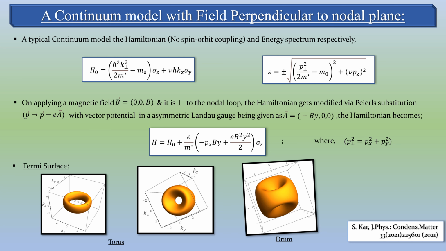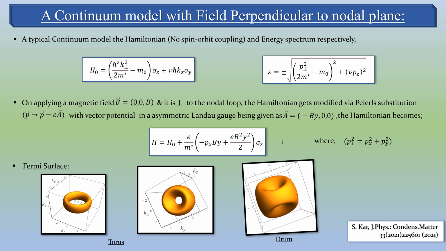If there is no gap, then we have the locus px square plus py square equal to 2 m0 m star, which is a circle in the px-py plane. So this is the nodal ring. So we can see the Hamiltonian describes a nodal line semimetal system.